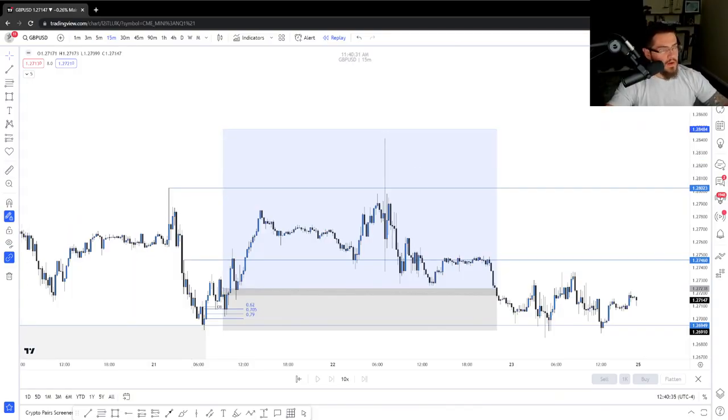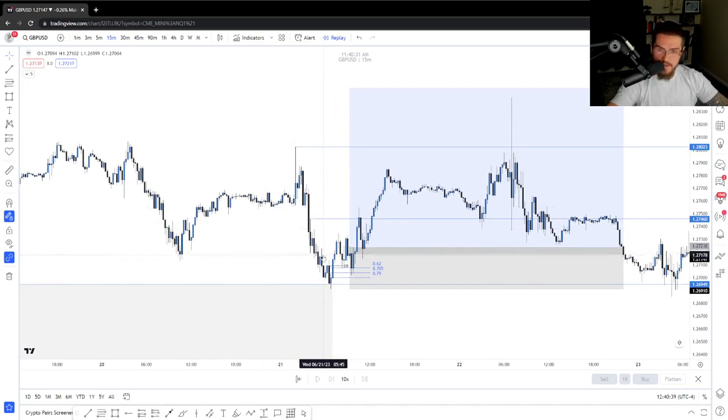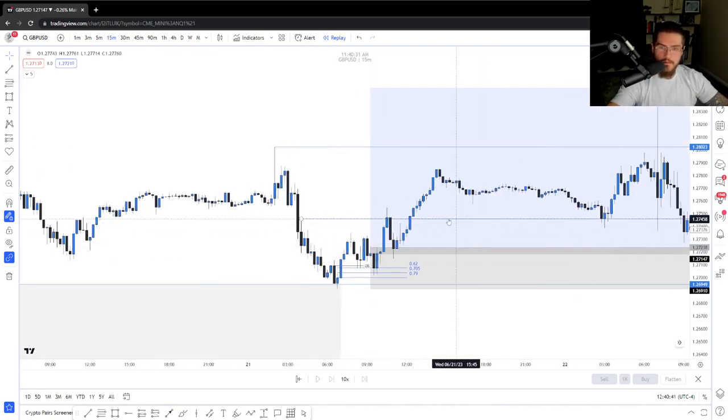So again, the first thing you want to do is the higher time frame bias, but next you want to look at how the London session traded. So I'm going to put times on this. We'll put a time at 8 a.m., because that's after 8 a.m. is when you're going to be looking for an entry here.